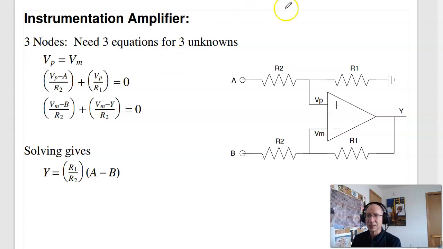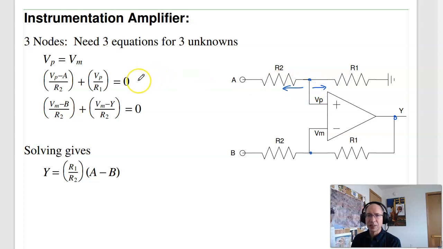To analyze it, again, a couple ways to go. What I could do is, I've got 1, 2, 3 nodes. I need 3 equations for 3 unknowns. First equation is V plus equals V minus. Second equation, current left plus current right equals 0. That's Vp minus A over R2 plus Vp over R1 equals 0. Third equation, current left, current right, and technically current up, but current up is 0, equals 0. That's V minus minus B over R2 plus V minus minus Y over R1 equals 0.